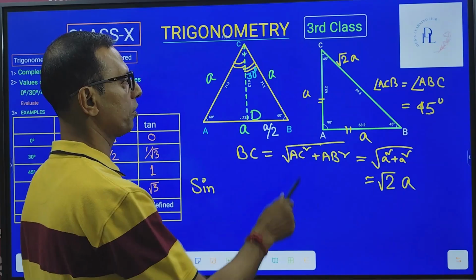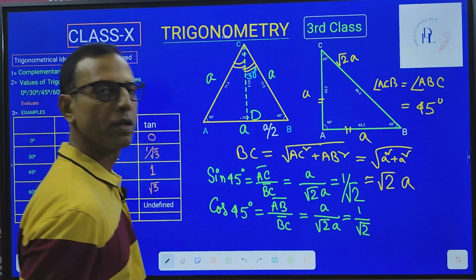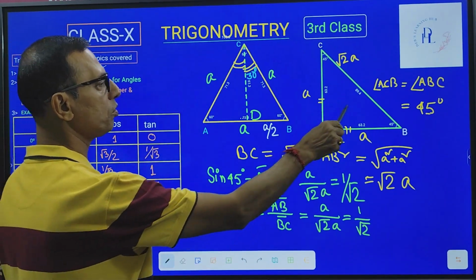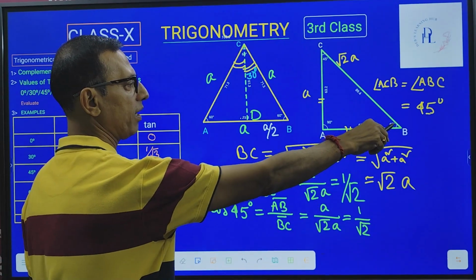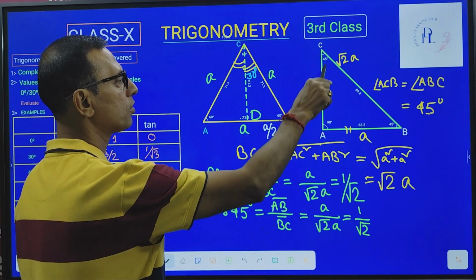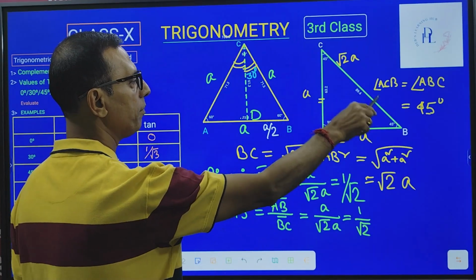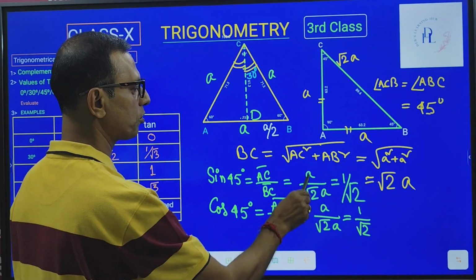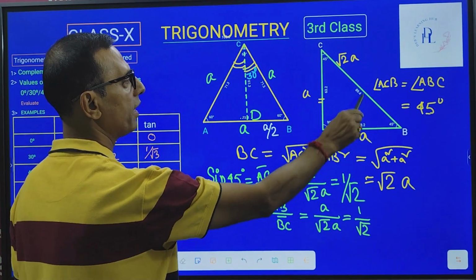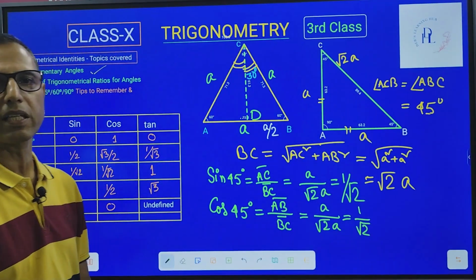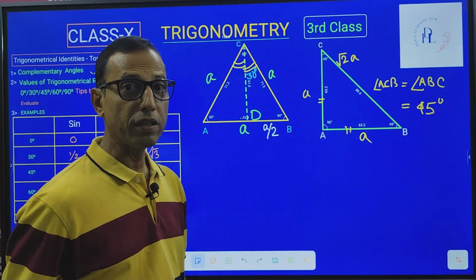Now if BC equals root 2 A, sine 45 degree is AC by BC, the perpendicular AC. I am considering this angle B, 45 degree; you can consider the other angle also. So sine 45 degree equals AC by BC. AC is A, BC is root 2 A, as already found. So A by root 2 A is 1 by root 2. Similarly, cos 45 degree equals AB by BC, AB is A, BC is root 2 A, that means 1 by root 2. So sine 45 and cos 45 are both 1 by root 2, proven from this triangle. Now it is a conceptual part.